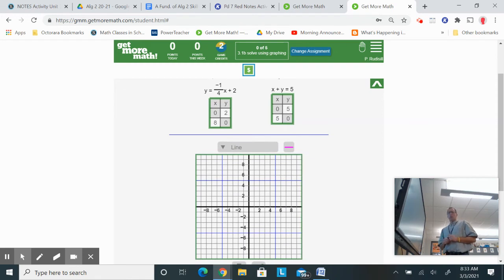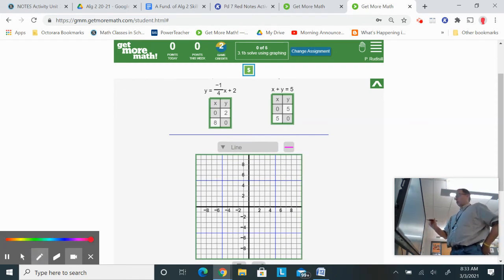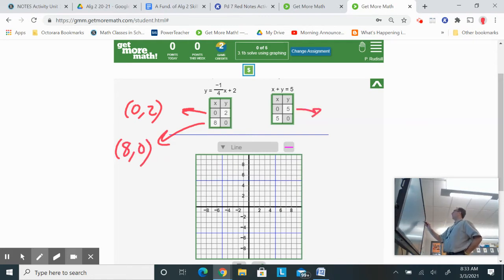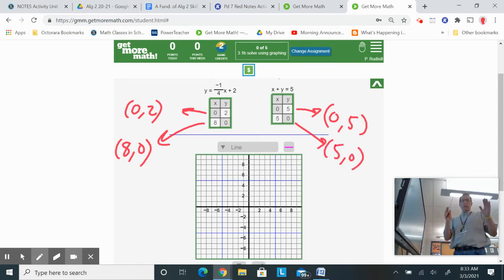Each t-chart has ordered pairs. So let's just talk about what that means. Reminder, I have 2 ordered pairs from this t-chart, and I have 2 ordered pairs from this t-chart here. Now you don't have to recopy these. I'm just showing these to you to make sure you understand how to see the ordered pairs in the t-charts, which I'm pretty sure you do, but just to double check.